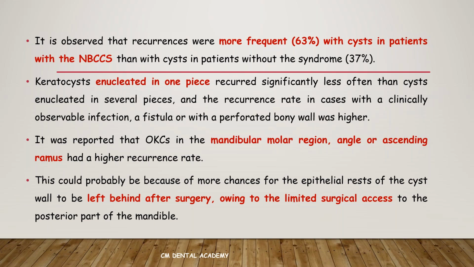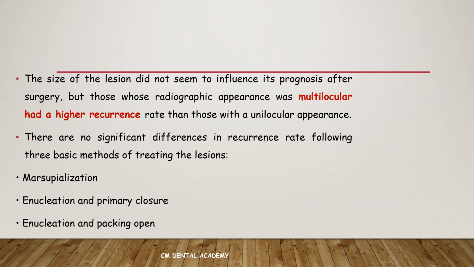It was also reported that OKCs in the mandibular region, angle or ascending ramus, had a high recurrence rate. This could probably be due to the chances of epithelial rests being left behind after the surgery, owing to limited surgical access to the posterior part of the mandible. The size of the lesion did not seem to influence the prognosis after the surgery, whether small or large. But those whose radiographic appearance was multilocular had a high recurrence rate.